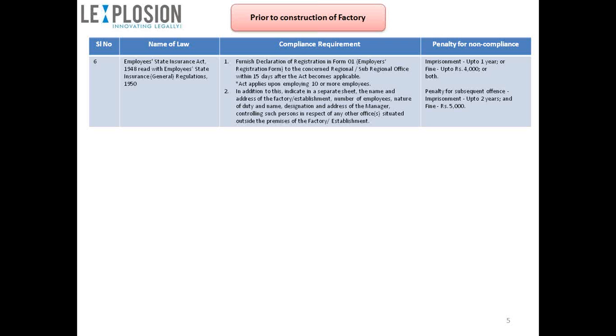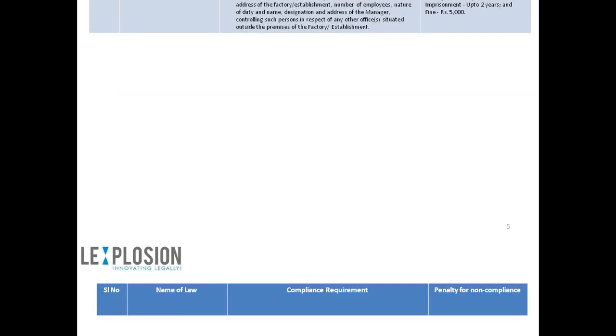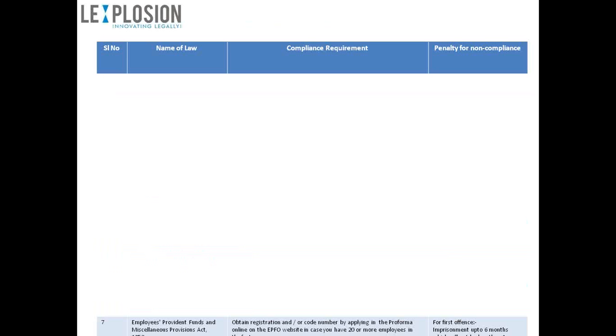There's another requirement as well, which has been mentioned in the same line. Let's go on to the next enactment. Under the Employees Provident Fund and Miscellaneous Provisions Act, you need to obtain registration if you have 20 or more employees in the factory. You have the Contract Labour Regulation and Abolition Act. Here also you need to obtain registration if you have 20 or more contract laborers.